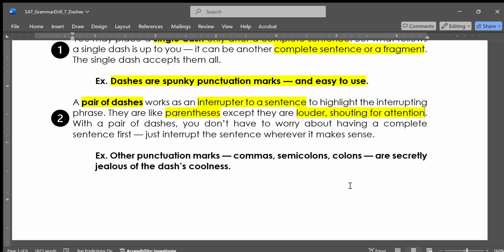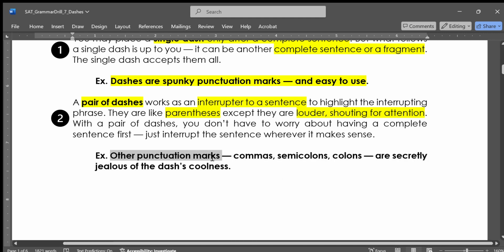When you use a pair of dashes, you can put them anywhere in the sentence you want to. It doesn't have to be a full sentence before you get to that dash, as long as you have a second dash to say, hey, I'm interrupting the flow of this sentence. So if I say something like, other punctuation marks, and then here's my interrupter, that commas, semicolons, colons, are secretly jealous of the dash's coolness. I imagine that's probably true in the grammar world. Once again, I have this interrupter, so I'm going to put dashes on both sides to interrupt the flow of that outside sentence.